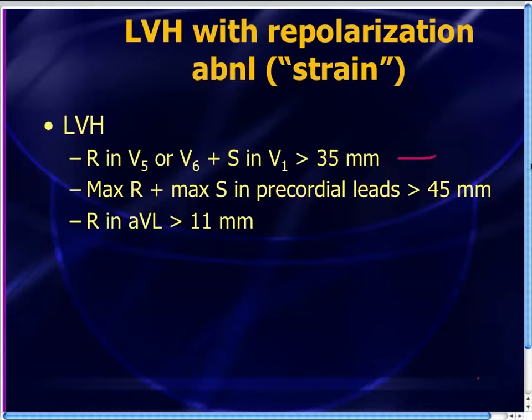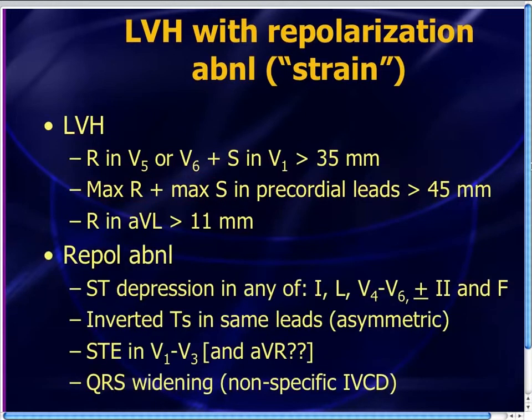Take the R wave in V5 or V6, plus the S wave in V1. Take whichever is bigger between V5 and V6, and add it to the S wave in V1. If it's greater than 35 millimeters, call it LVH. Most people know that. You can also take the maximum R and the maximum S in any precordial lead. If they add up to more than 45, that works. And also, probably the most specific criteria, as I recall, is if the R wave all by itself in AVL is greater than 11 millimeters, you're done.